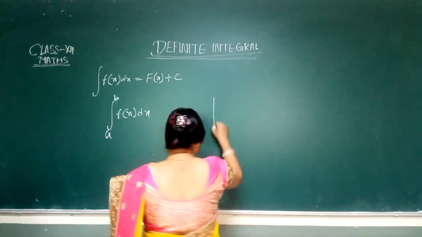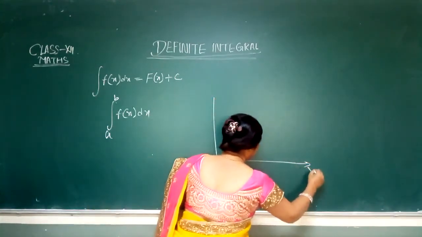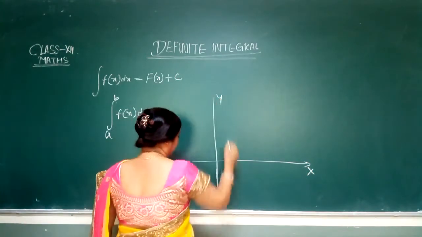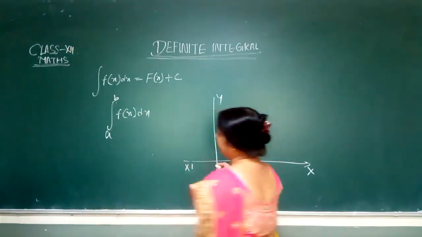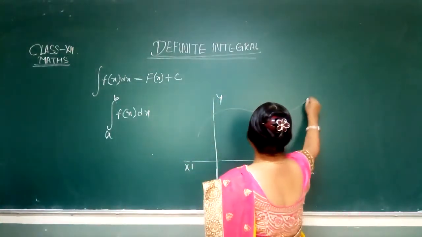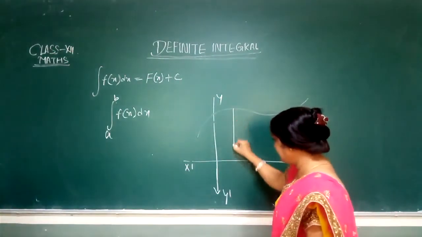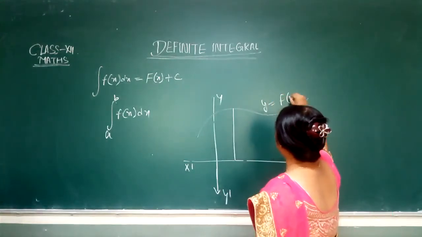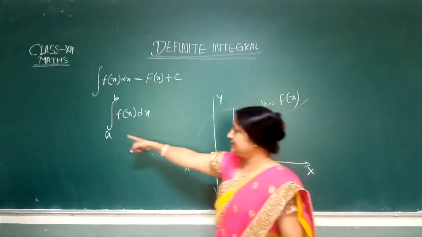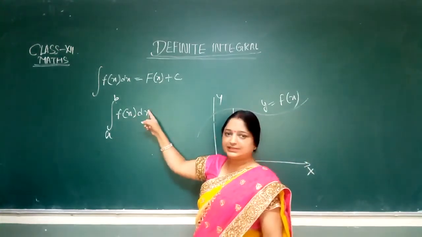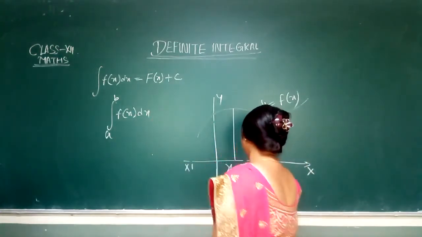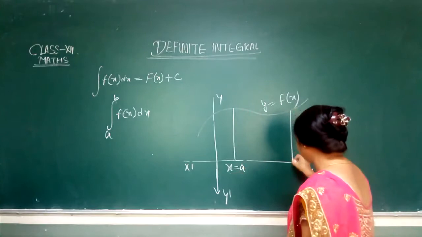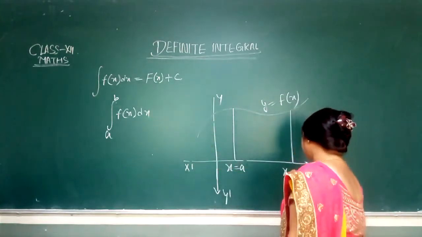You can see this geometrically. This is x dash, y dash. Suppose this is a curve, like this, any curve. Let this function be y equal to f of x. Then this is the limit for x, for f of x dx. So x is equal to a, and you know that x equal to a is parallel to the y axis. Then the upper limit is b, that is x equal to b.